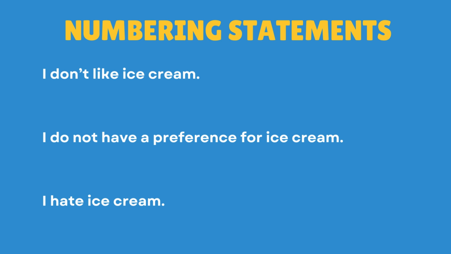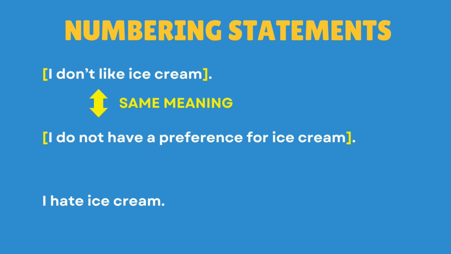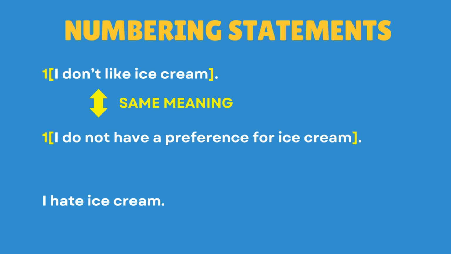I hate ice cream. The first statement, I don't like ice cream, has the same meaning as the second statement, I do not have a preference for ice cream, since to like something means the same thing as having a preference for something. So, we can bracket each of these statements and give both statements the same statement number, such as number 1. The third statement, I hate ice cream, does not mean the same thing as I don't like ice cream or I do not have a preference for ice cream.